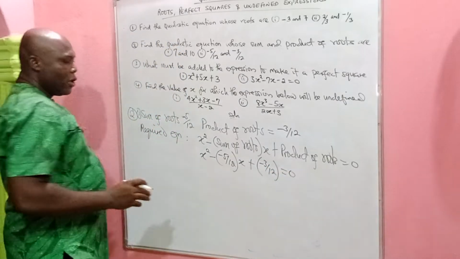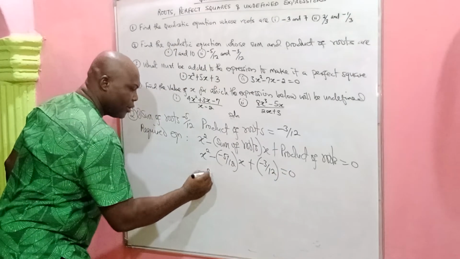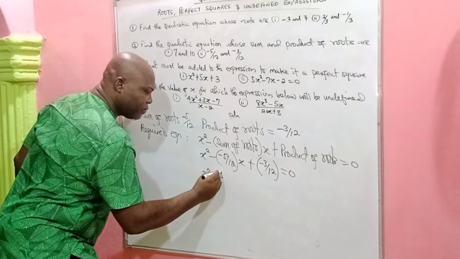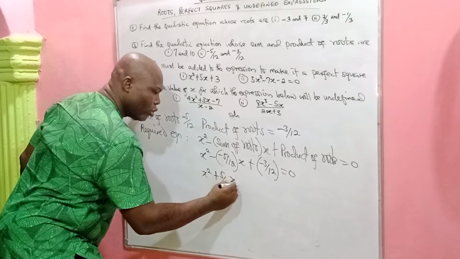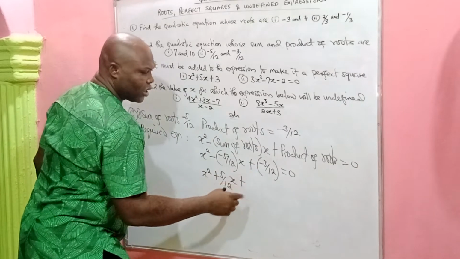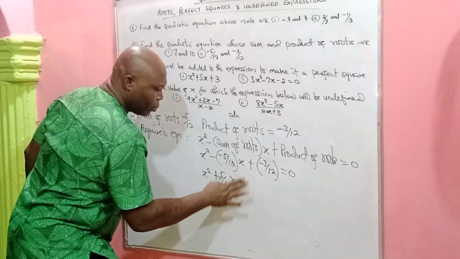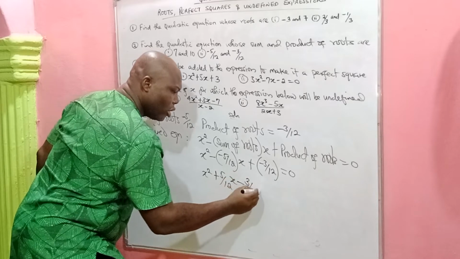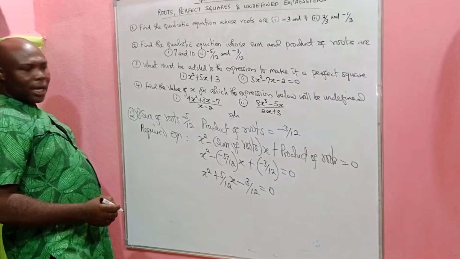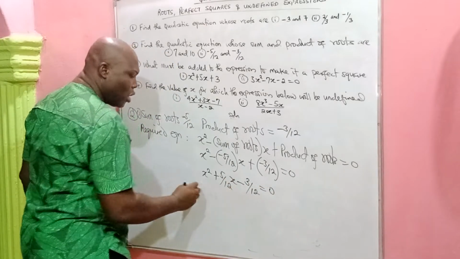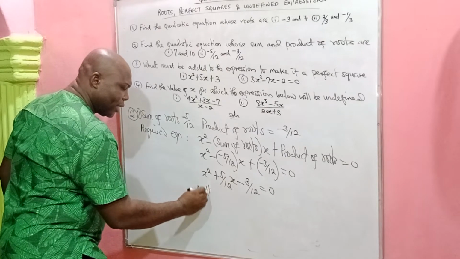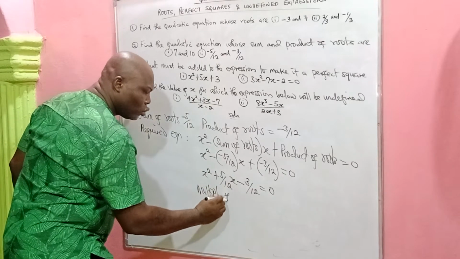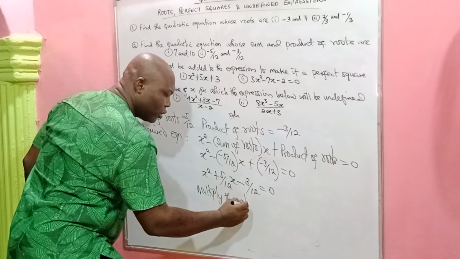That's simple. So we are going to have x squared, minus minus will become plus 5 all over 12x, plus the product of roots, which is minus 3. So plus and minus will become minus 3 all over 12 equals 0. At this stage, because we have a denominator of 12, we'll multiply through by 12 to destroy the fraction.